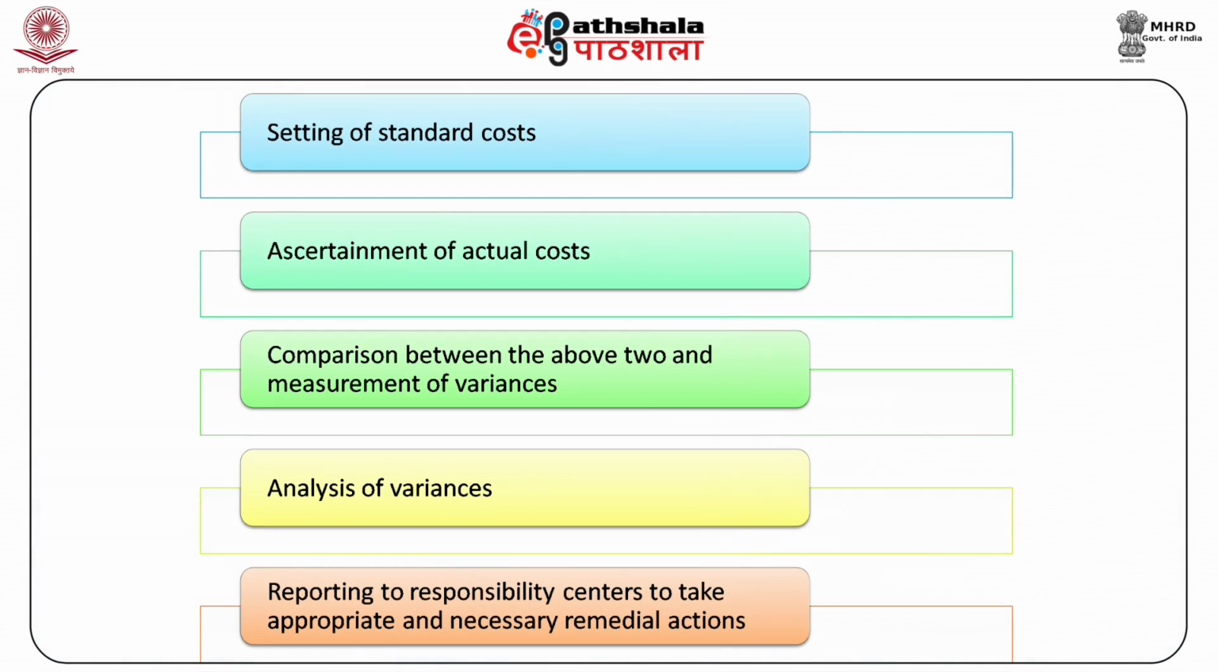Let us now understand the process of standard costing. Number 1. Setting up of standards. 2. Ascertainment of actual costs. 3. Comparison between the above two and measurement of variances. 4. Analysis of variances. 5. And lastly, reporting to responsibility centers to take appropriate and necessary remedial actions.